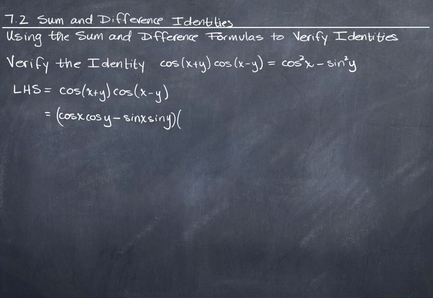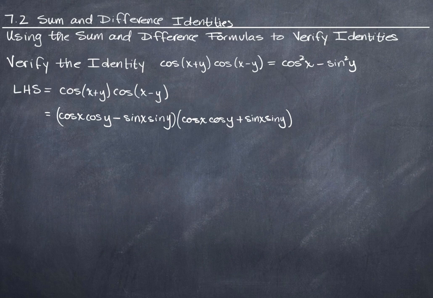Then I'm going to multiply that. This is an implied multiplication. I'm going to multiply that by, and the formula for cosine x minus y was cosine x cosine y plus sine x sine y. And now I have some distribution, right? Foiling, if you will. I have some distribution to do.